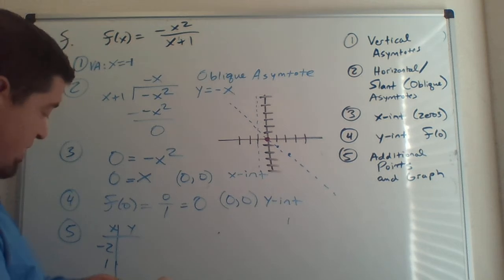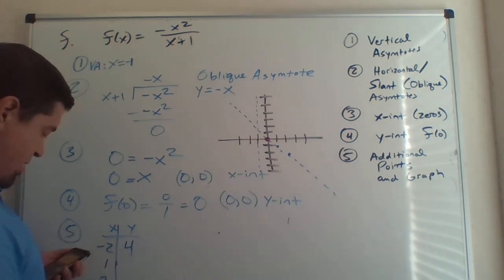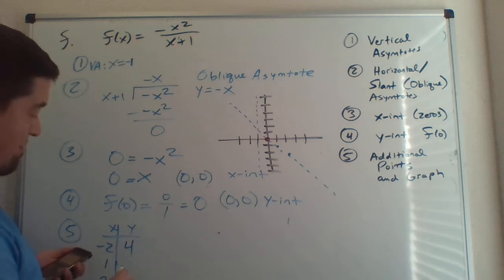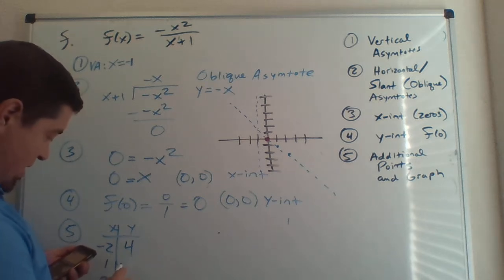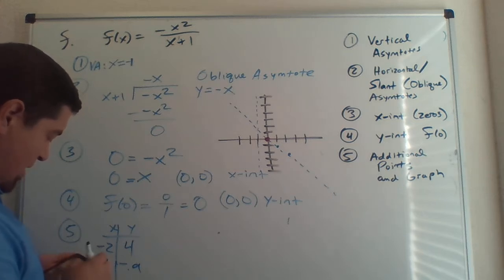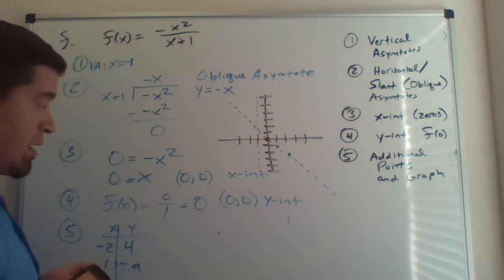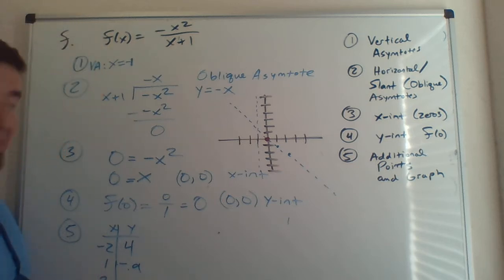Okay, so after I plug in -2 on the calculator, I see that I get 4, and then if I plug in 1.5, I see that I get -0.9, and then if I plug in 3, I get -9/4, which as a decimal is -2.25, which would be better to graph as a decimal. So I'm going to go ahead and graph these.